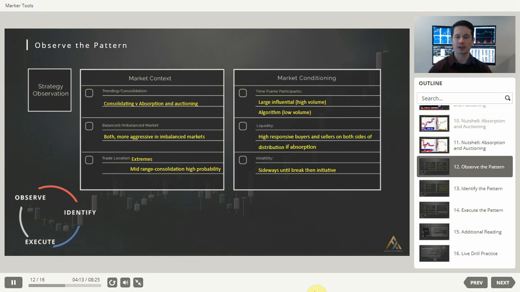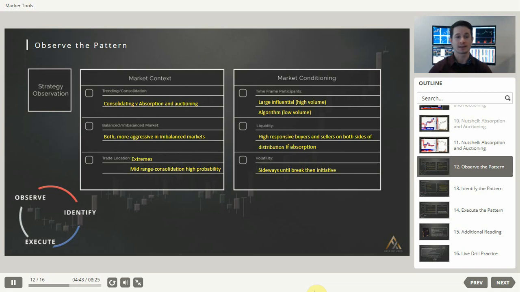Do bear in mind, we spoke about the concept of consolidation versus absorption and auctioning. We spoke about the key difference being the relative volume. We also spoke about dark shades with regards to absorption and auctioning, as well as the potential for extension. So obviously, for the strategy of absorption and auctioning, we do want to see those dark colors, and we do want to see not necessarily trending, but definitely not consolidation.